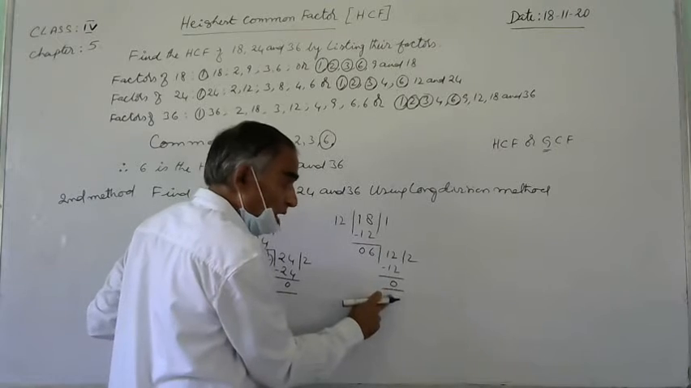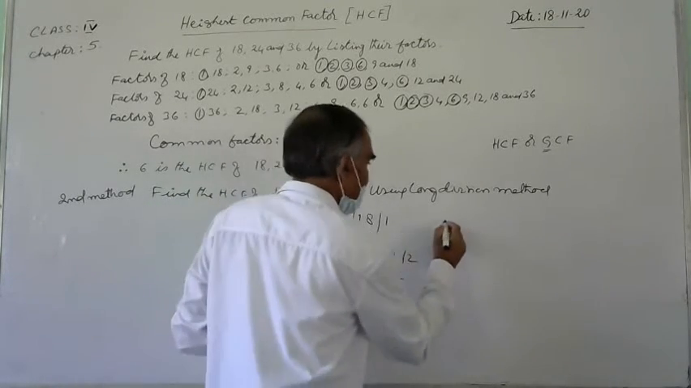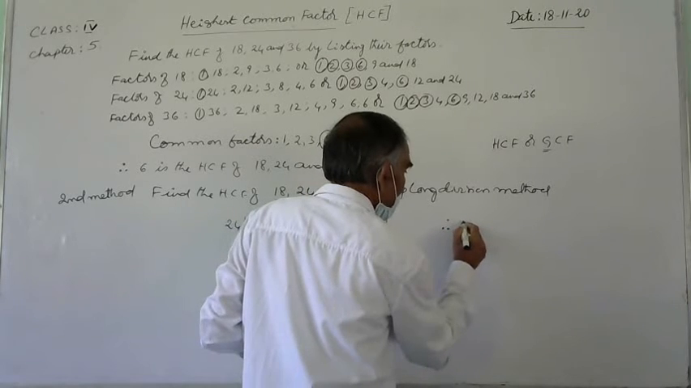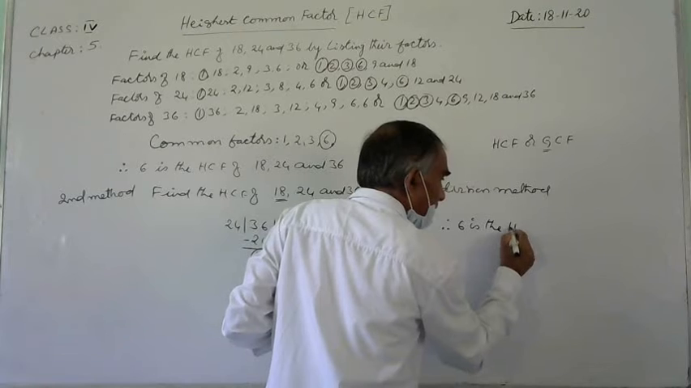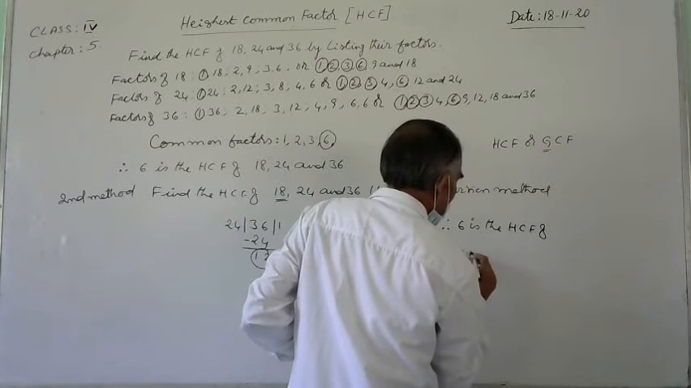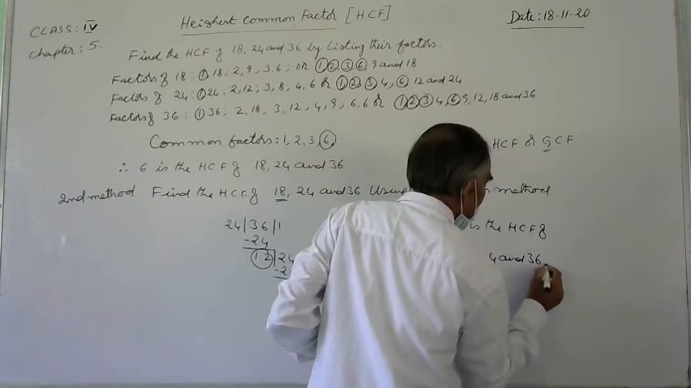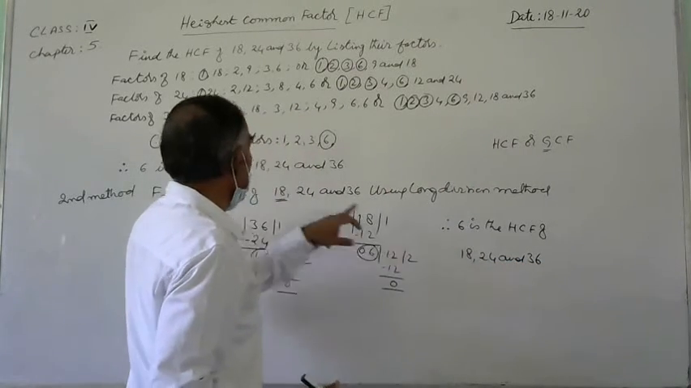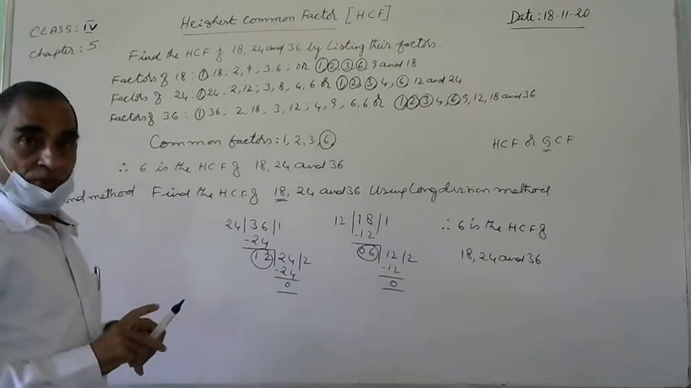It means 0 you got by what? 6. Therefore 6 is the HCF of 18, 24 and 36. You see that both the answers are the same. Okay, in this way you can do it.